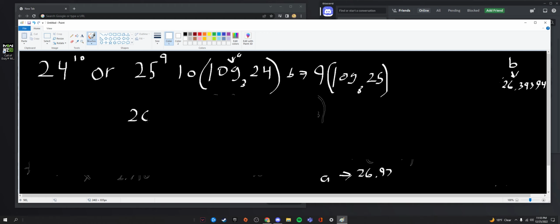So 26.97 is greater than 26.3934. I have 5 minutes. Therefore, because this is an estimation of 10 times log base 3 of 24, we can say that 24 to the 10th, so let me write this out here, 24 to the 10th is in fact greater than 25 to the 9th.